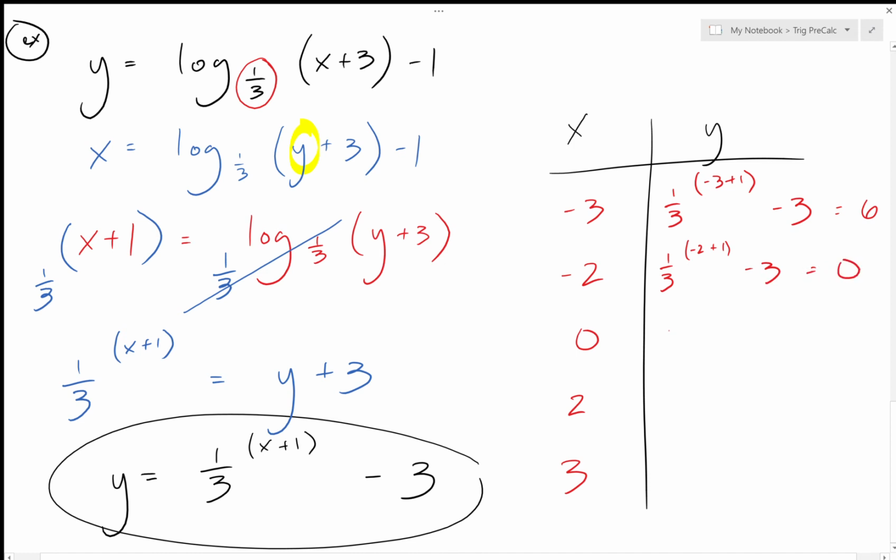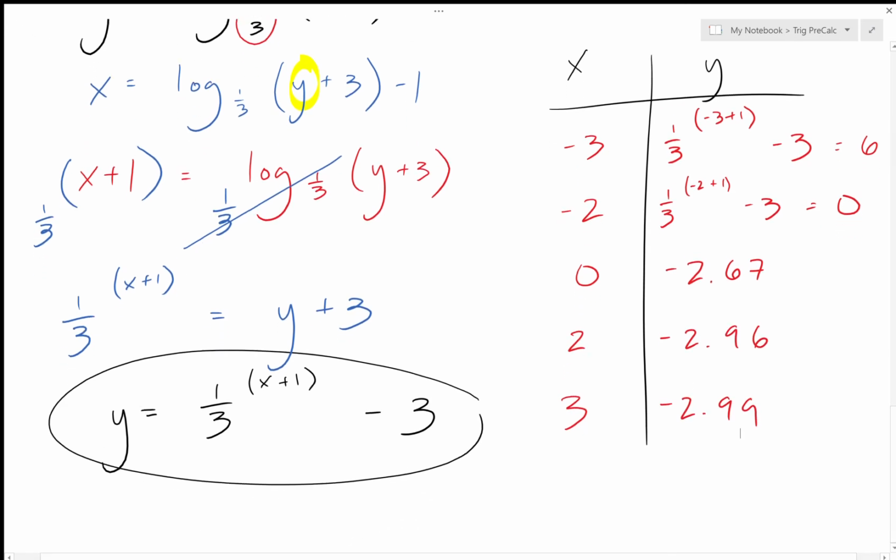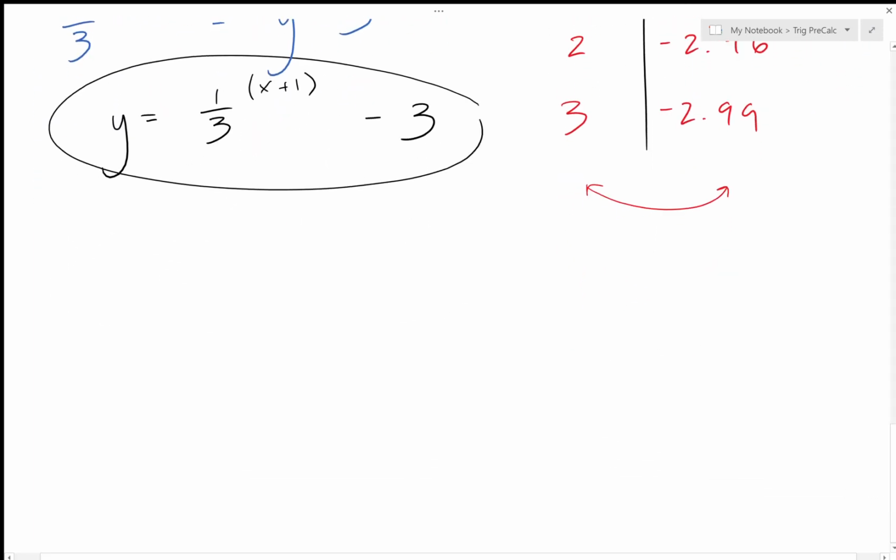I'll just kind of move ahead. This one's going to give me -2.67, then continuing, -2.96 and -2.99, and you can see that we're approaching -3 here. That's going to be our asymptote later on. Remember, our next step now is to switch these columns.